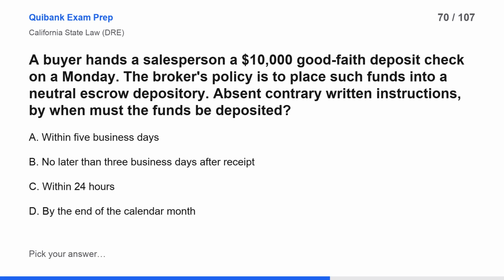Question 70. A buyer hands a salesperson a $10,000 good faith deposit check on a Monday. The broker's policy is to place such funds into a neutral escrow depository. Absent contrary written instructions, by when must the funds be deposited? A. Within 5 business days. B. No later than 3 business days after receipt. C. Within 24 hours. D. By the end of the calendar month.